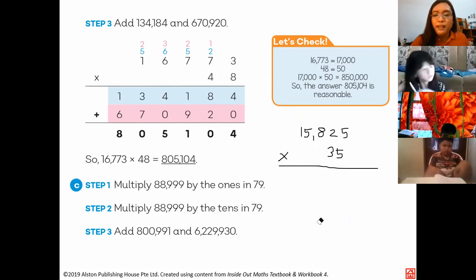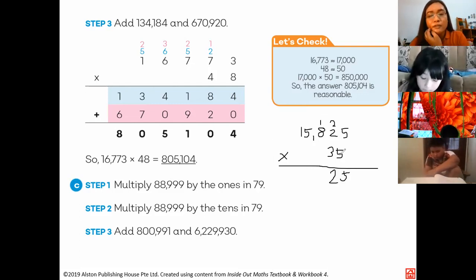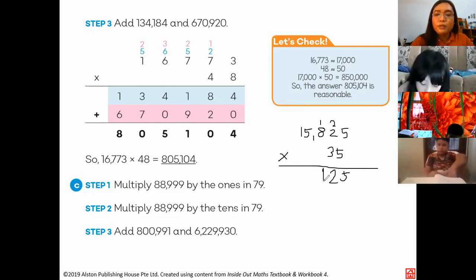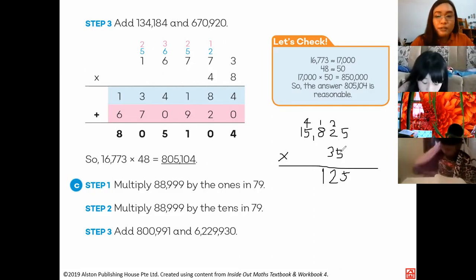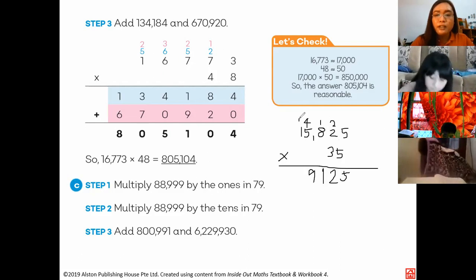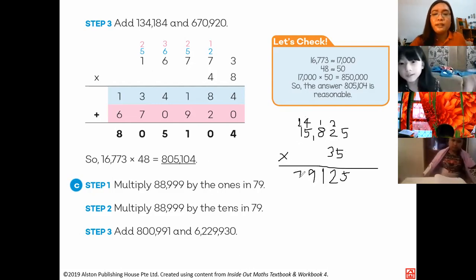So 5 times 5, that's going to be 25. Carry 2. 5 times 2, that's 10. Plus 2, 12. Carry 1. 5 times 8, that's 40. Plus 1, 41. Hold on. So 5 times 5, that's 25. Plus 4, 29. Carry 2. 5 times 1, that's 5. Plus 2, that's 7.